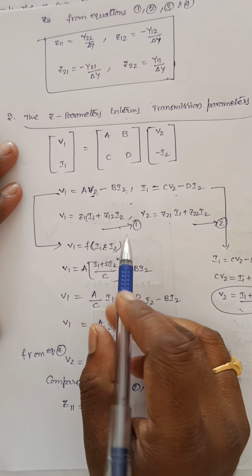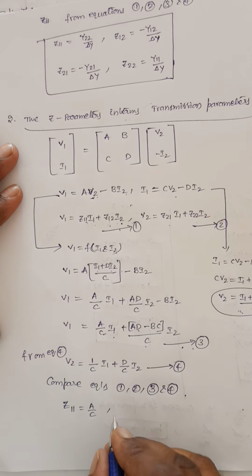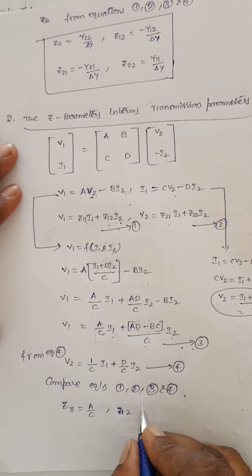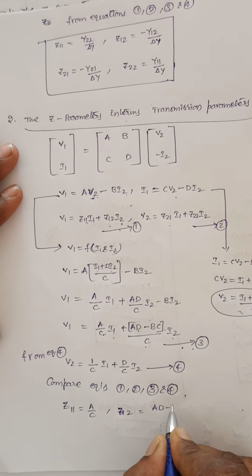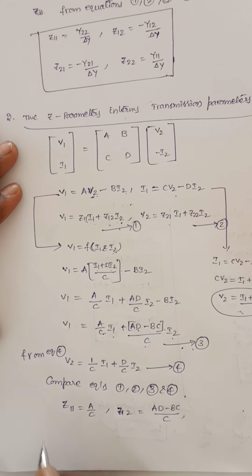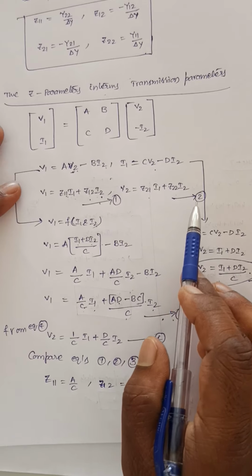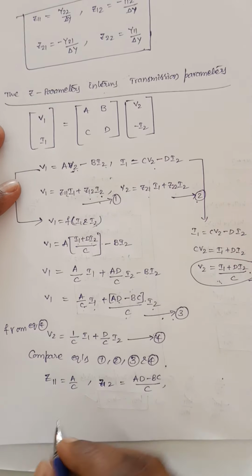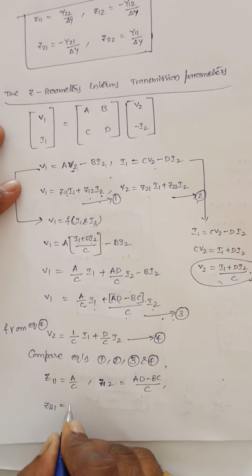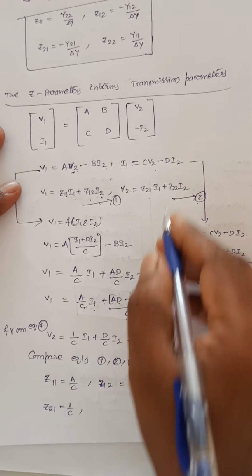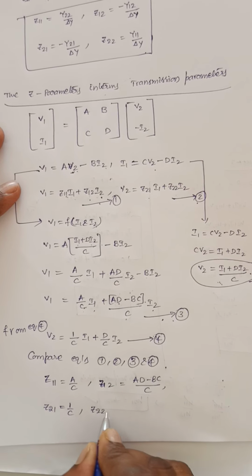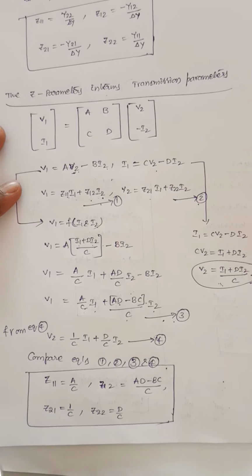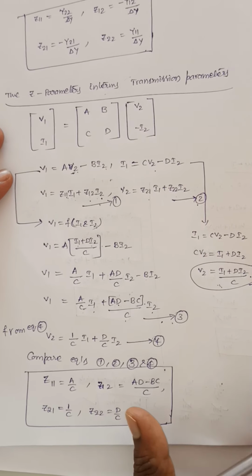Next, the coefficient of I2 here is Z12. So Z12 is equal to the coefficient of I2 here, which is AD minus BC by C. Next, coming to equation number 2 and equation number 4, if we compare these two, Z21 is equal to 1 by C. Z22 is equal to D by C. Right? Okay. So these are the Z parameters in terms of transmission line parameters.